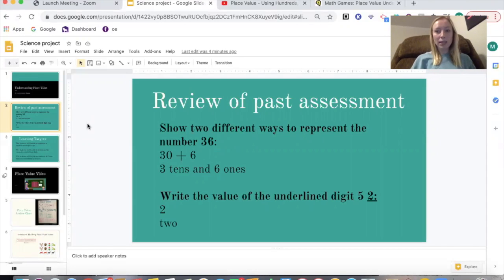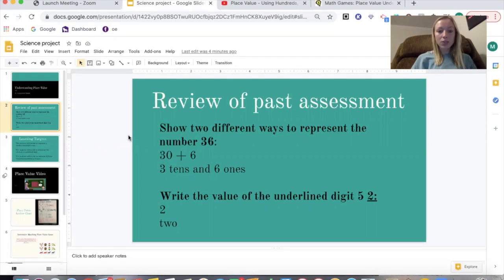If y'all remember, at the beginning of the assessment, one of the questions was to show two different ways to represent the number 36. Some of the answers would be 30 plus 6, which is correct, awesome. Someone else wrote 3 10s and 6 1s, also correct. Someone else drew out sticks and circles of 3 10s and then 6 1s, also correct.